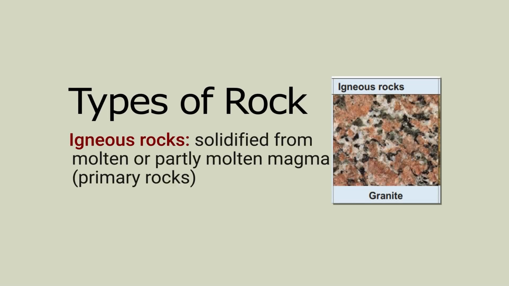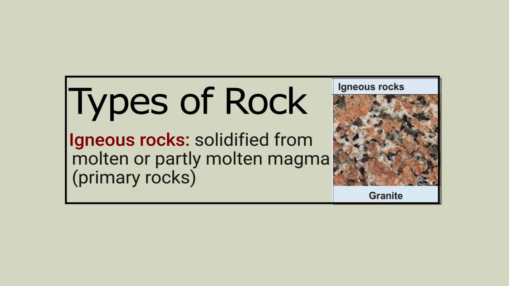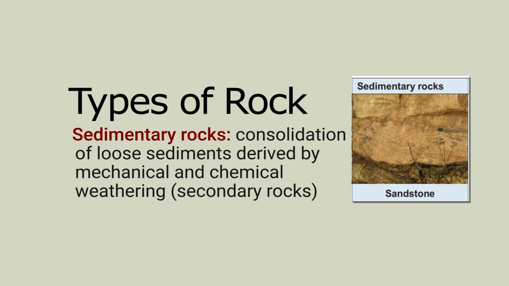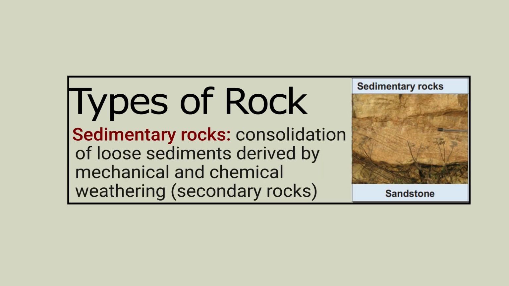Now, broadly, you are all familiar, there are three kinds of rocks. One is an igneous rock, which is made from a molten or partly molten magma. They are also called primary rocks. Sedimentary rocks are also called secondary rocks. They are made from pre-existing rocks. They may be igneous rocks, sedimentary rocks or metamorphic rocks.